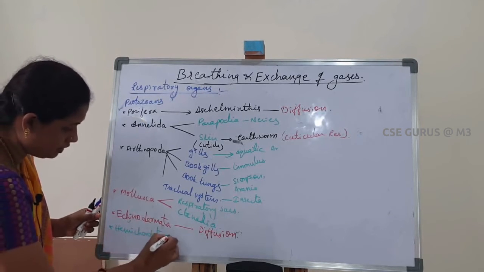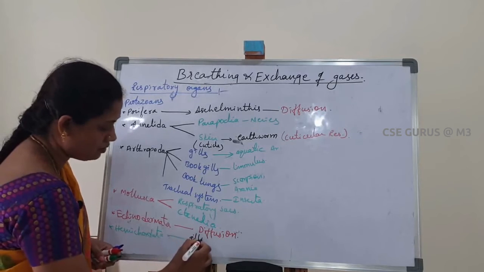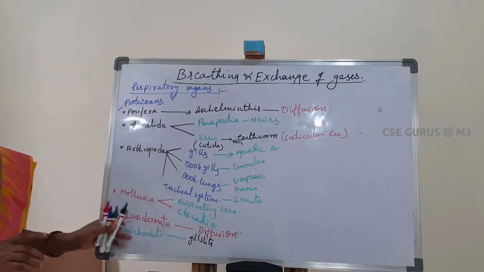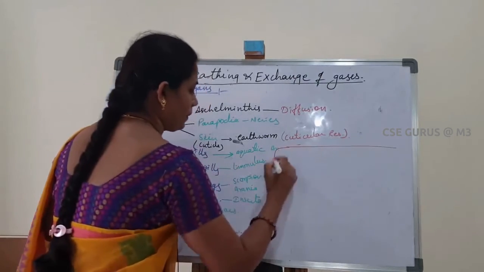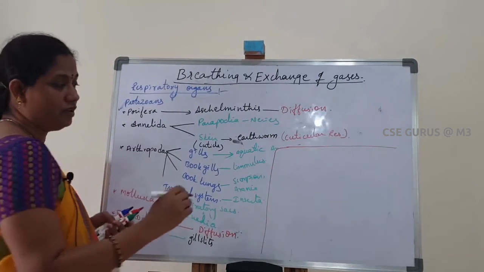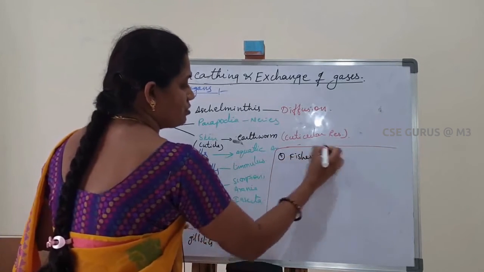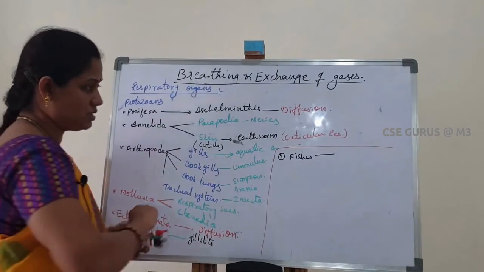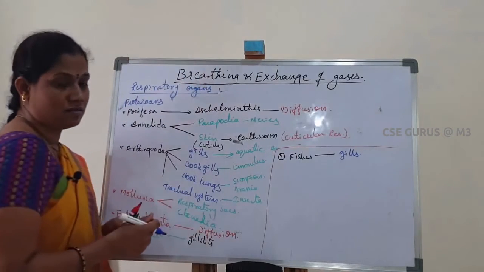Next, in Hemichordata, gill slits are present. So these are the invertebrates. Next, in vertebrates, the first class is fishes. Fishes are aquatic organisms, so they have gills. They respire with gills.